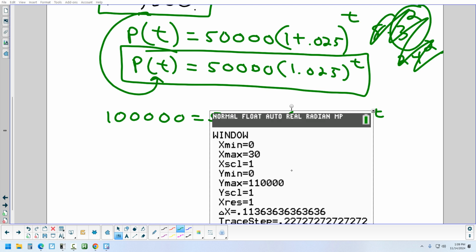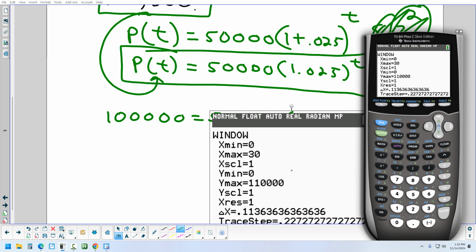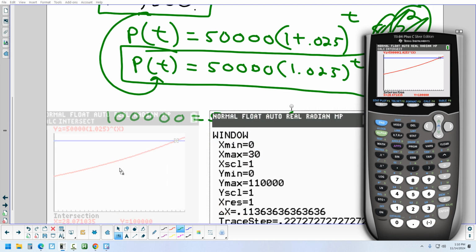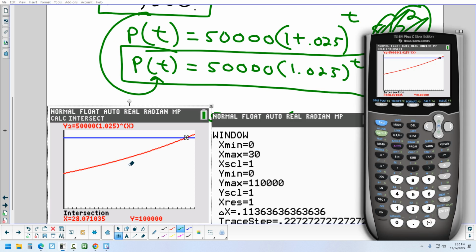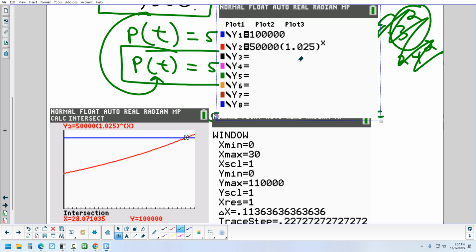And now when we graph it, we can just barely see where they cross. What do I press to see exactly where they cross? Second, calc, intersect. Because they only cross one time, it doesn't really matter where we put the cursor. Just hit enter. It's 28.07 years. It's going to take about 28.07 years for this population to grow to 100,000 people.